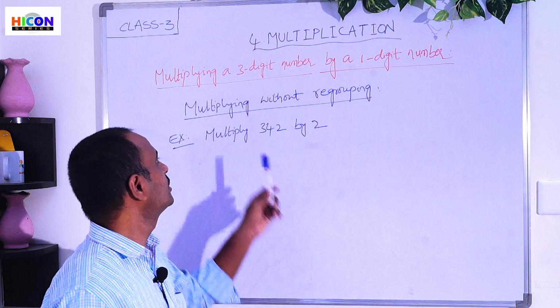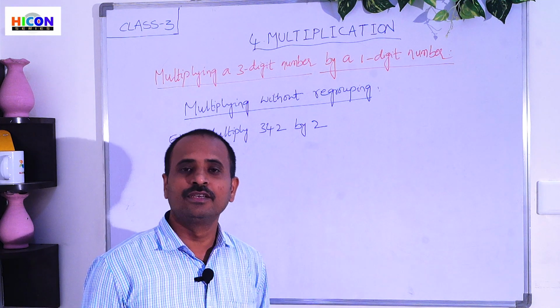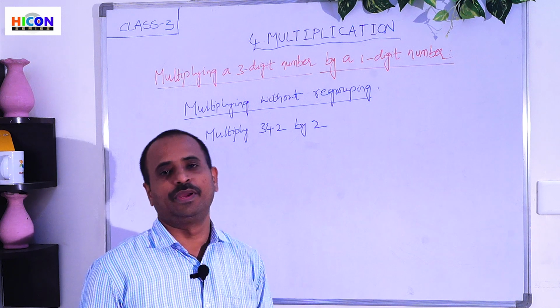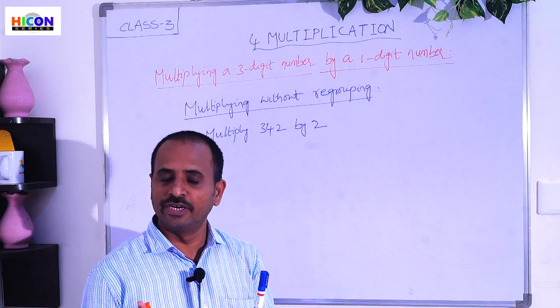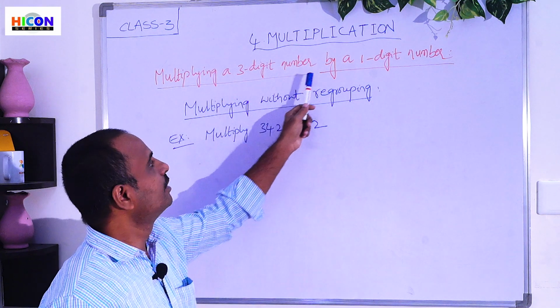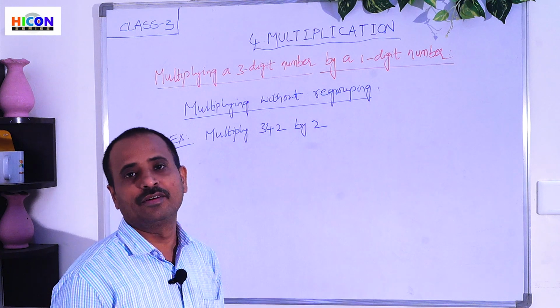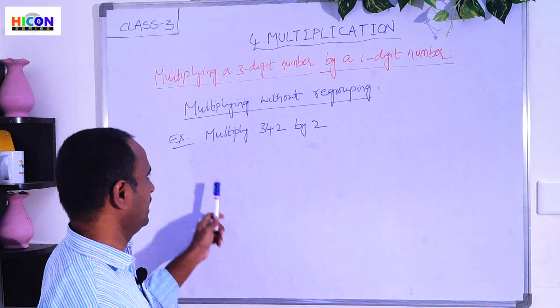The first type is multiplying without regrouping, and the second type is multiplying with regrouping. First, we are going to learn how to multiply a 3-digit number by a 1-digit number without regrouping. Let us see an example.